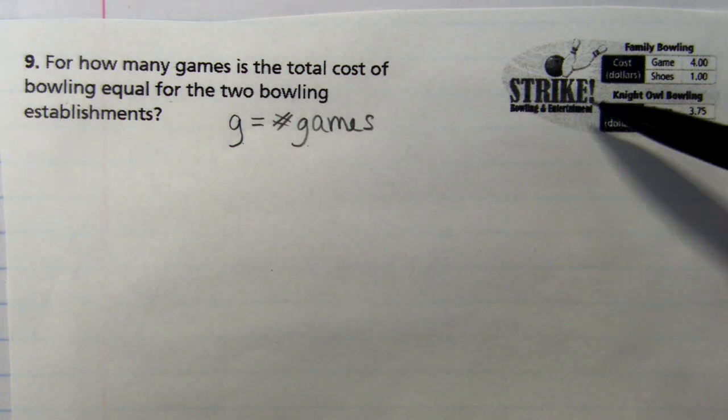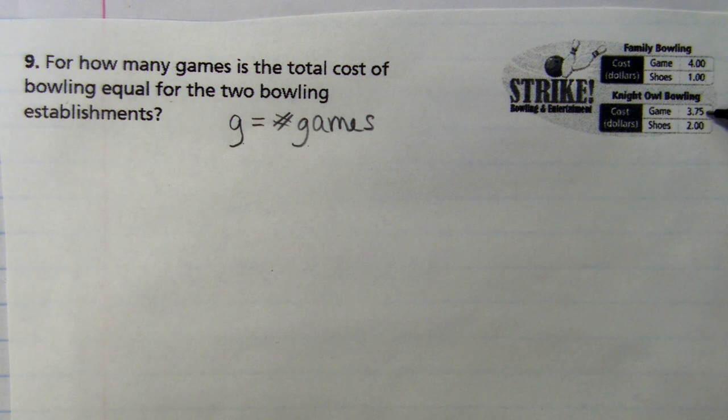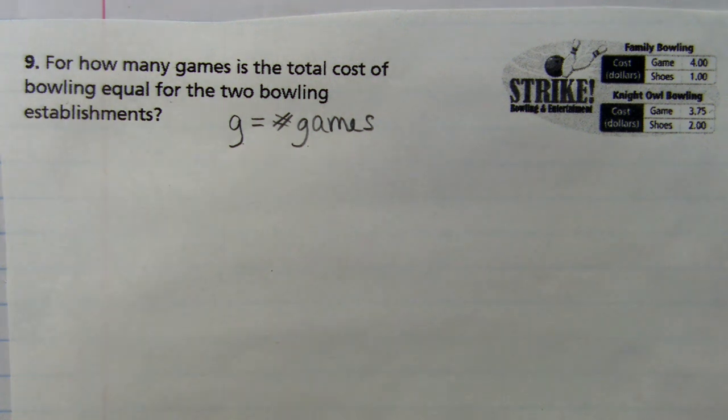All right, so strike bowling and entertainment. So this is tiny. So family bowling, the cost in dollars, so per game is $4, and then to rent shoes is $1. And then for night owl bowling, the game is $3.75 per game, and the shoes are $2. So you only have to rent the shoes once to be there the whole day, if you want to stay there all day. The thing I didn't like about this problem is they're basically making it one person paying for one pair of shoes, which isn't realistic, but we're going to go with it.